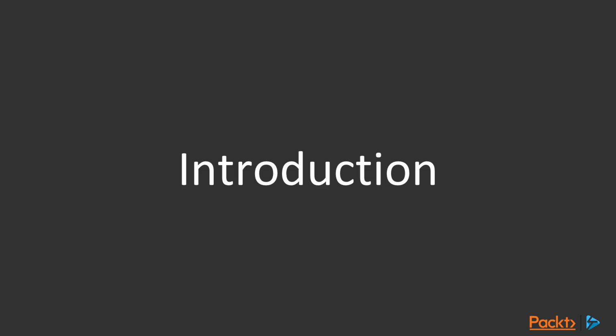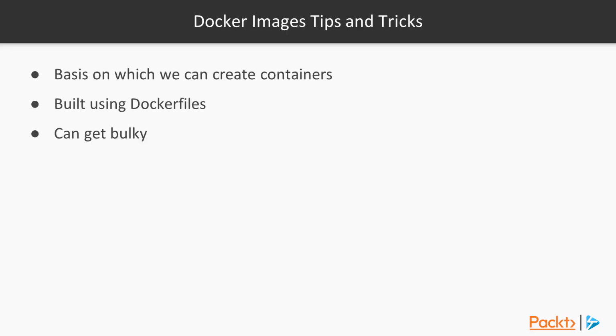This is an introduction. A Docker image, as you probably know, is the basis on which we can create containers. They are built using Docker files, although you can just pull an image and run a container out of it without having to use a Docker file. But the most prominent case is using a Docker file. And when you do so, Docker files can get large, hard to maintain. The image itself can get bulky and accordingly takes a considerably long time to get downloaded.